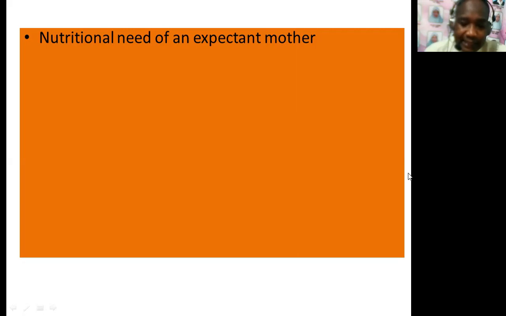Expectant mothers also need fats and oils. They provide energy. Large quantities should be avoided because they lead to heartburn, nausea, and indigestion. Indigestion is also referred to as constipation. Sources of fats and oils. Candidates, there is a difference between fats and oils. Fats are in solid form and oils are in liquid form.